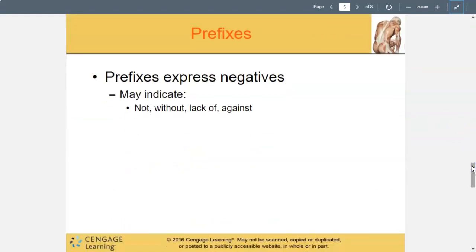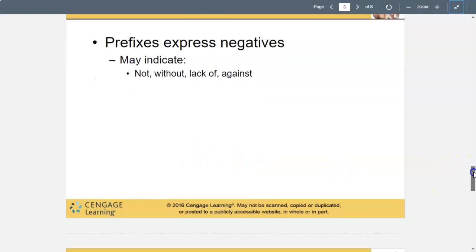Prefixes also can express a negative. A or an means not, without, lack of, or against. Okay, and so that's another presence of something being there versus not being there can be denoted by the prefix.